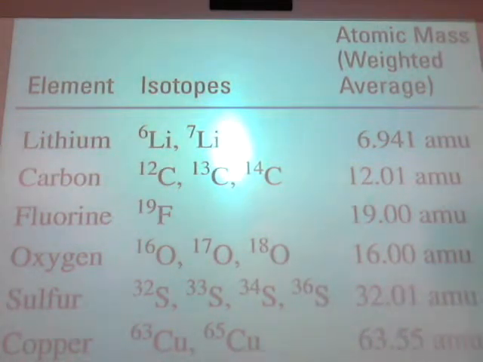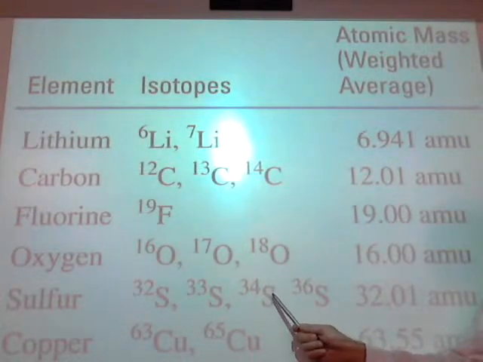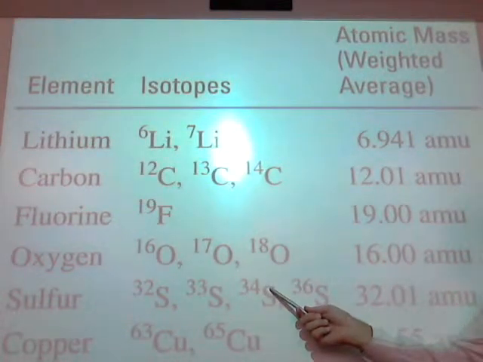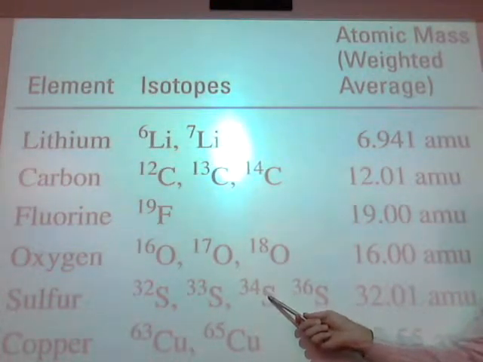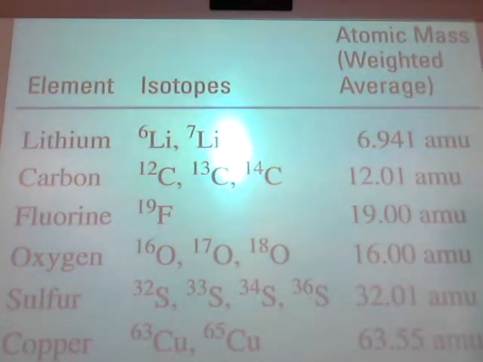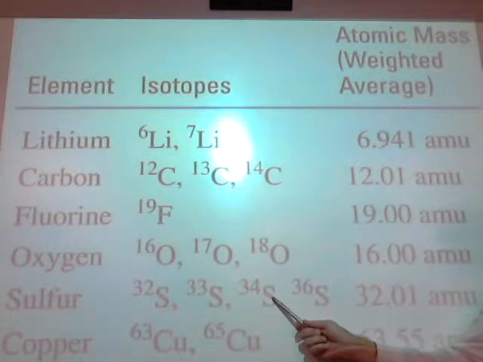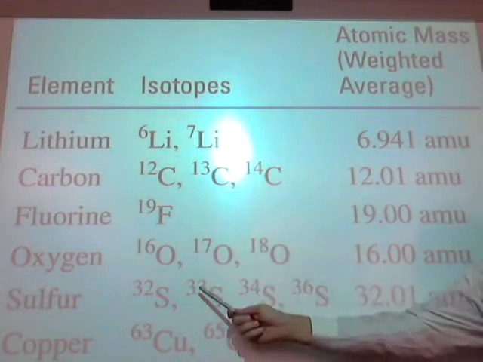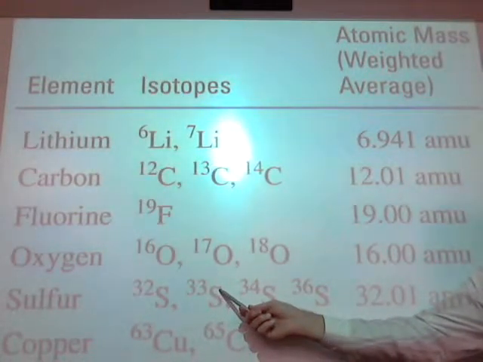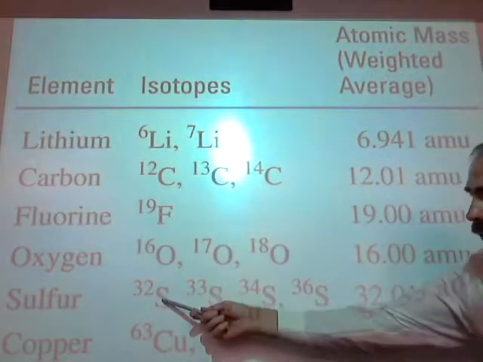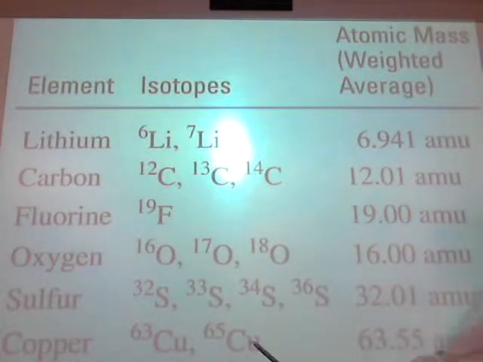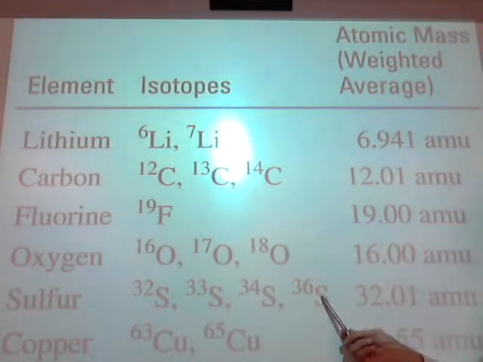Let me just ask you a few questions about sulfur. How many protons are in this sulfur right here? Sulfur-34. 16. How do you know there are 16? Because you look at the periodic table and you see sulfur has an atomic number of 16. How many neutrons are in this one? 18, right? How many protons are in sulfur-33? 16. How many are in here? 16. But how many neutrons are in sulfur-32? 16. How many here? 17. How many here? 20, actually. I tricked you. All right.